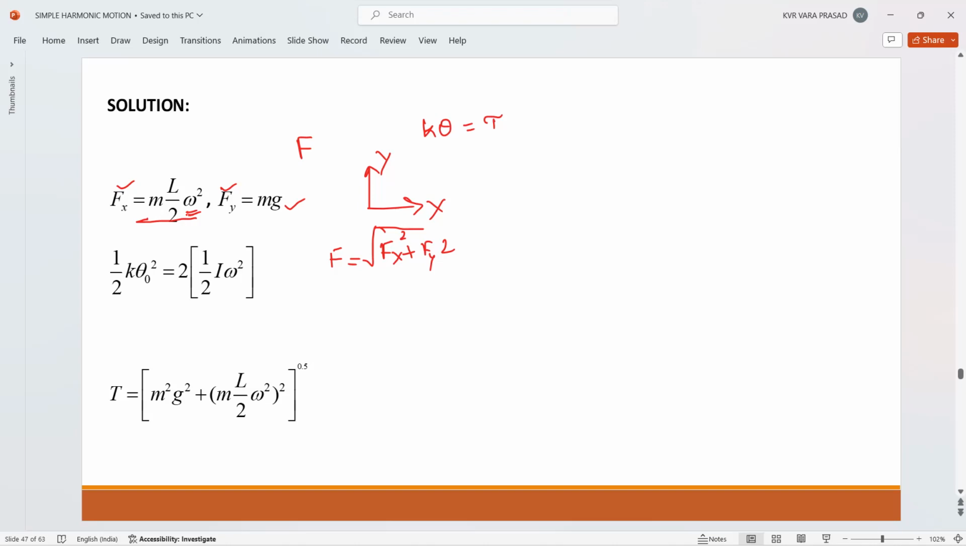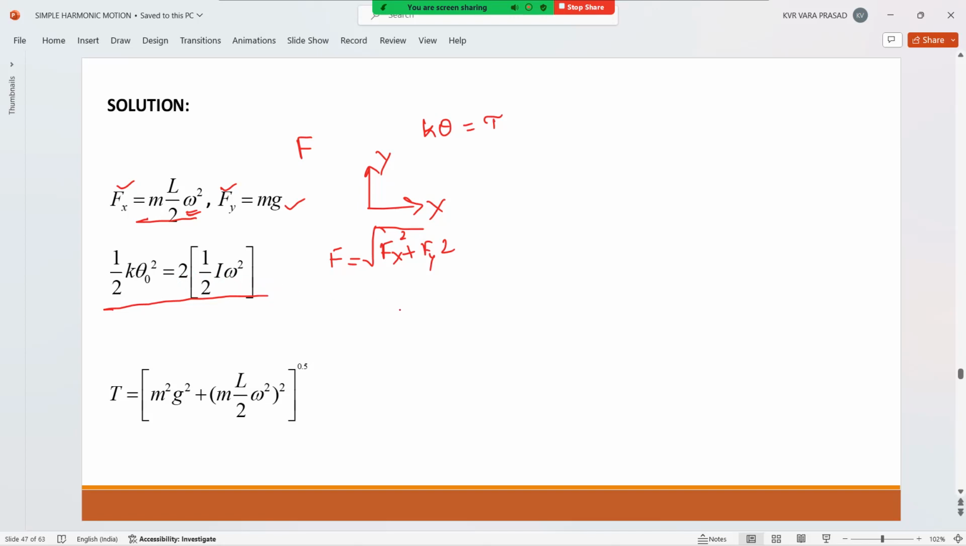So the energy equation is half k theta naught square. It is just like half k x square in case of a spring, where x is the compression or elongation. Now the same kind of expression for the wire also, half k theta naught square, is the potential energy that is converting into kinetic energy for both the balls. So I have taken here half I omega square for one ball, and since there are two balls, it is into 2. So from this we are getting the omega square value.